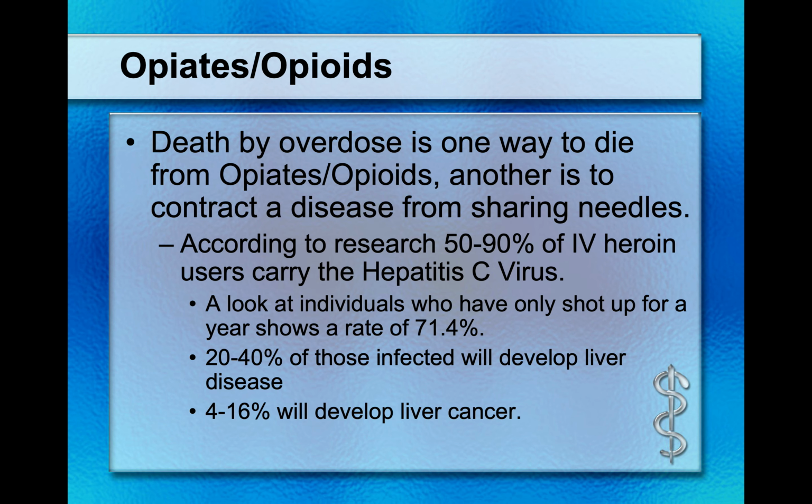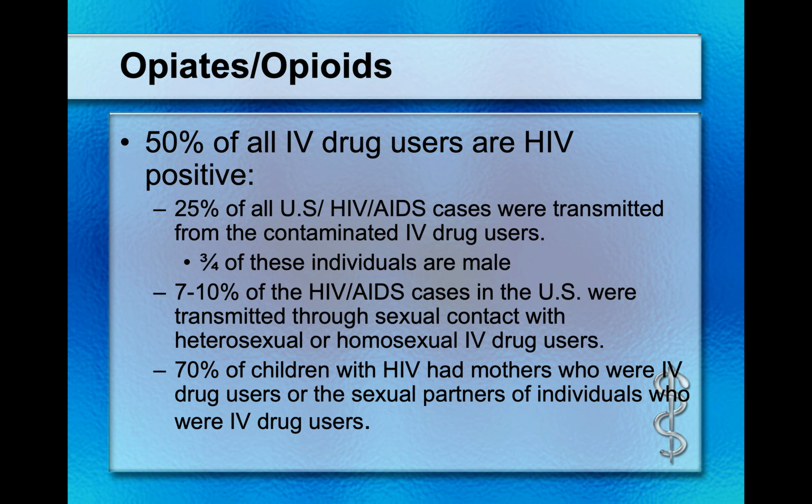20 to 40% of those infected will develop liver disease, and that was the biggest problem with hepatitis C. A lot of times it would kill you younger than you should have died. 4 to 16% will develop liver cancer. 50% of all IV drug users are HIV positive.